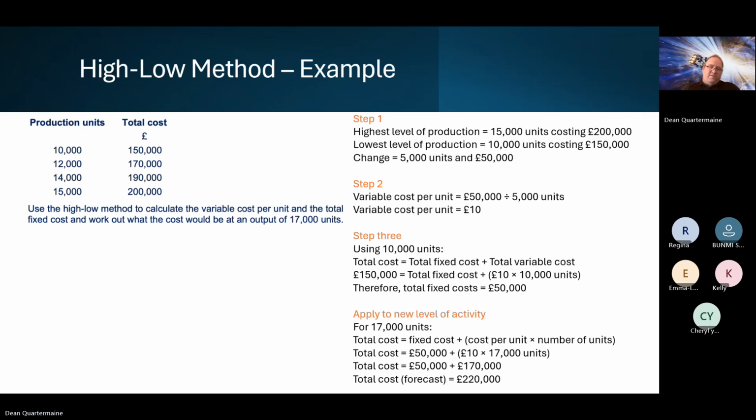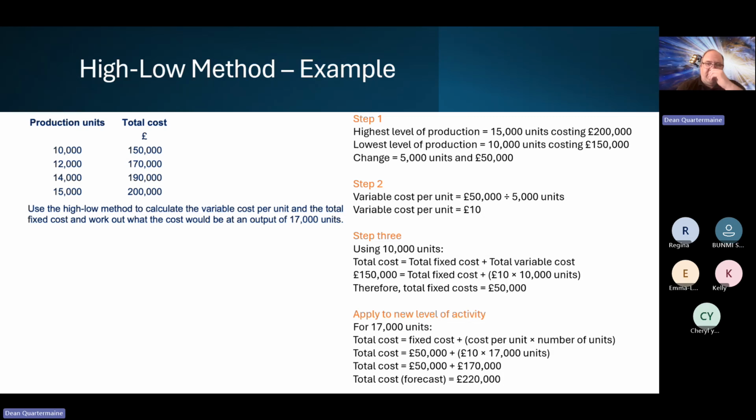On the left we've got production units and total cost. We can see we've got 10,000 units, 12,000 units, 14,000 units, 15,000 units. The total costs are 150,000, 170,000, 190,000, 200,000. This is a typical question: using the high-low method, calculate the variable cost per unit and the total fixed cost, and work out what the cost would be at an output of 17,000 units.